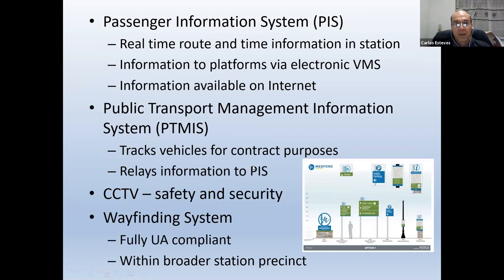destination. Public transport management information, this tracks the actual vehicles, and this is for operating contracts to pay the operators in terms of their travel and how they behaved. Do they speed? Do they drive badly? It also relays the information to support the passenger information system, tells the system where the bus is and how long it's going to take to get to the next station.